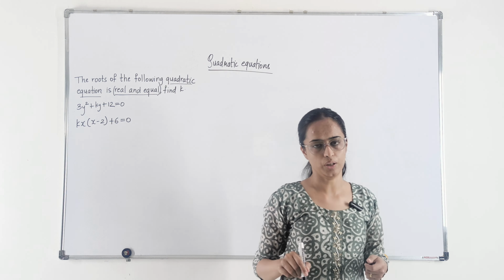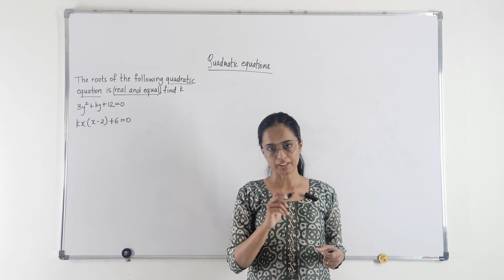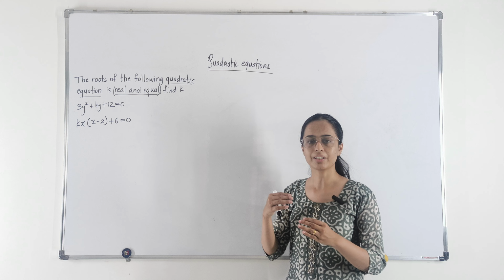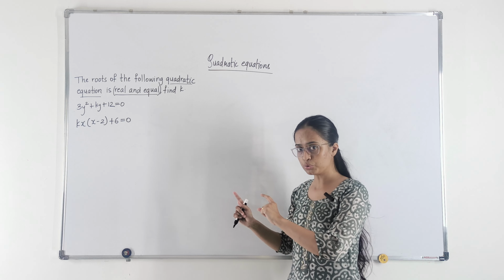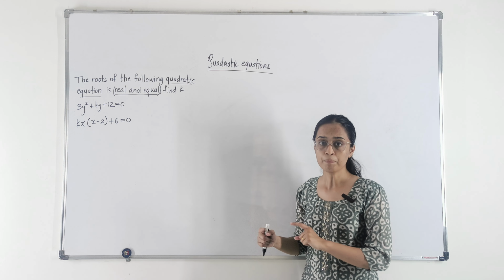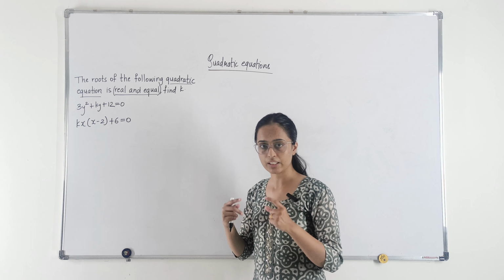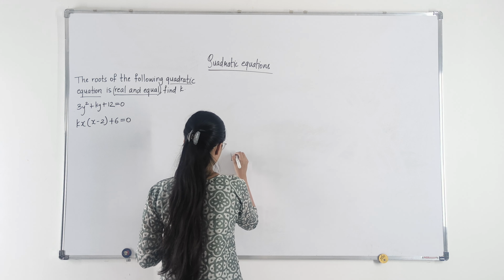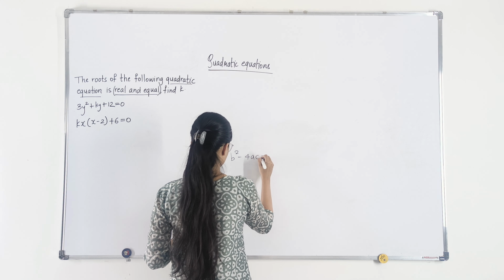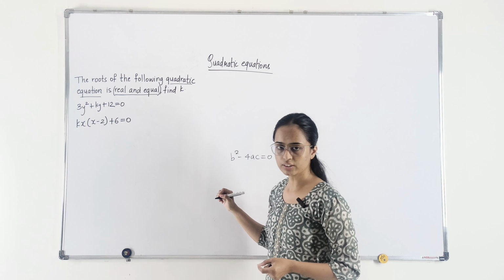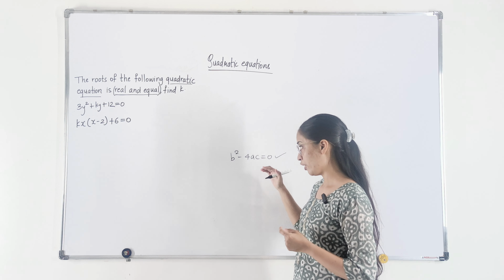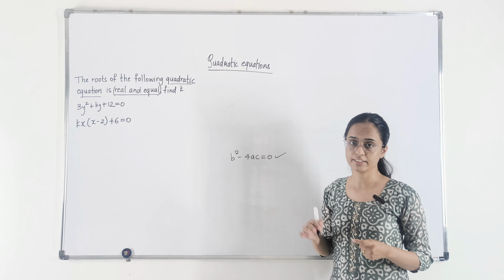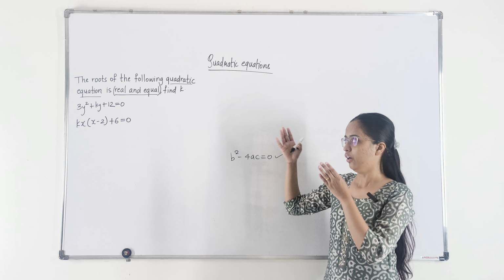Now if you try to recollect, if you haven't watched my previous video, please do visit my channel and watch it, because there I have given a detailed explanation about the nature of roots of these equations. So if the nature of the roots is real and equal, then out of those three conditions, the third condition, which is b square minus 4ac equals to 0, holds whenever your roots are real and they are equal.